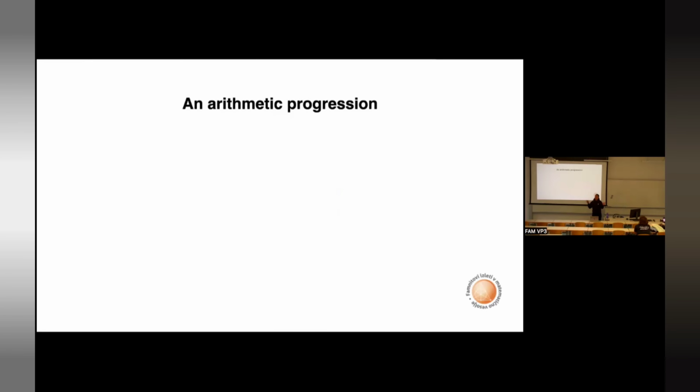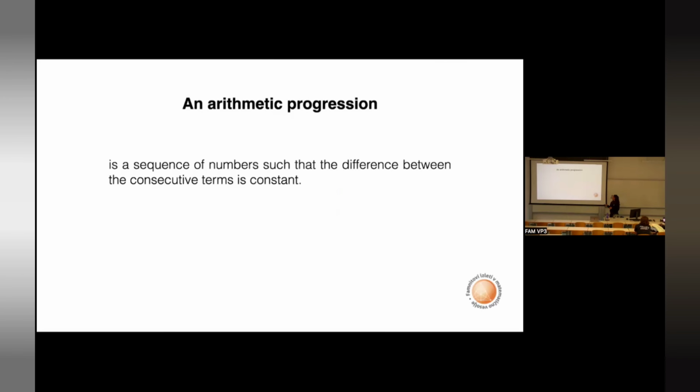So let's move on to another kind of structure, in this case, arithmetic progressions. And don't get scared by the name. What does an arithmetic progression mean? It's just a bunch of numbers where you can guess what the next one is. So I will give you some examples here.